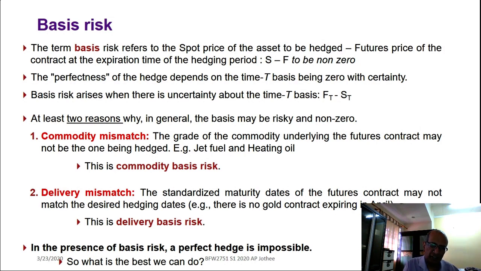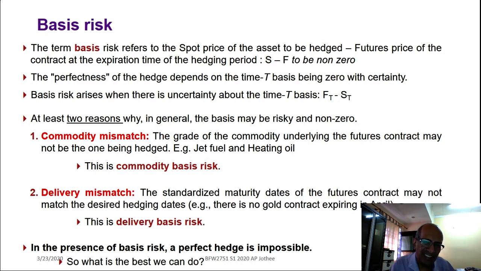For a perfect hedge, if I'm using gold futures to hedge the real gold, the basis should be zero. No basis. At the time T, at the expiration of the June contract, the spot price of gold and the futures price of the gold will converge. So what is the difference? Let's say 1 minus 1 is 0, so there is no basis risk. If I have 2 minus 1, then there is 1. It is not 0.